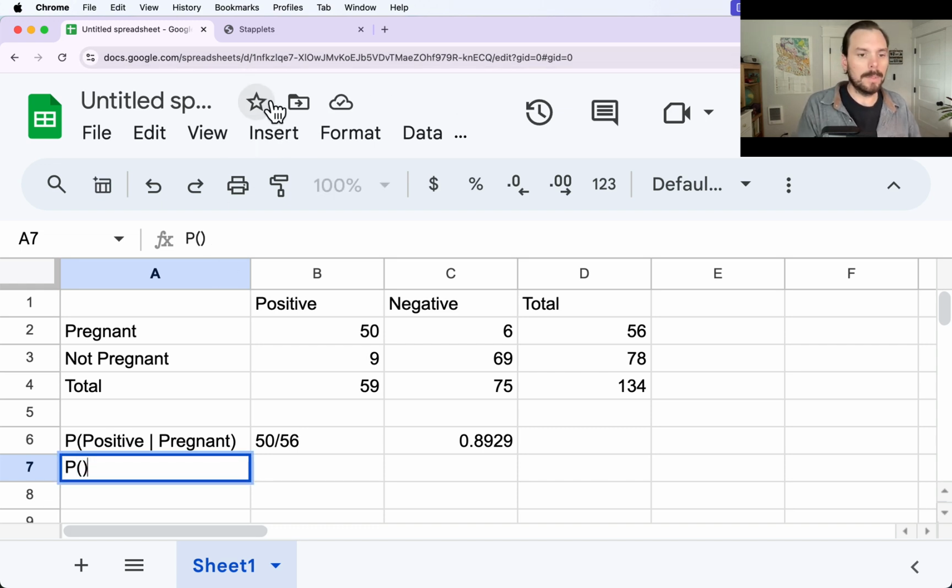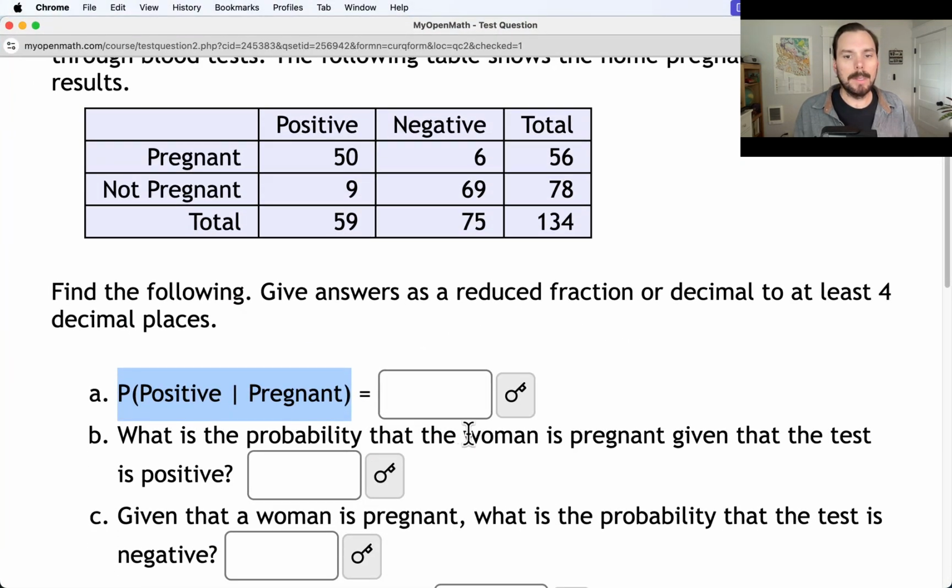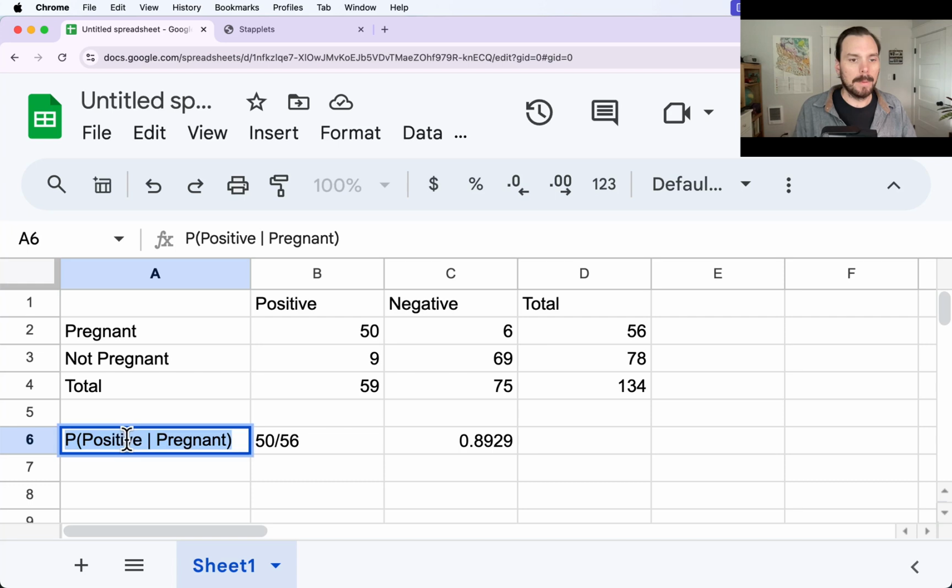The next one, we will do a different probability. That one is the probability that the woman is pregnant. So this one's probability of pregnant. That would be the first thing in that parentheses. Given is that vertical bar, and the test is positive. So we're just flipping these two around this time.